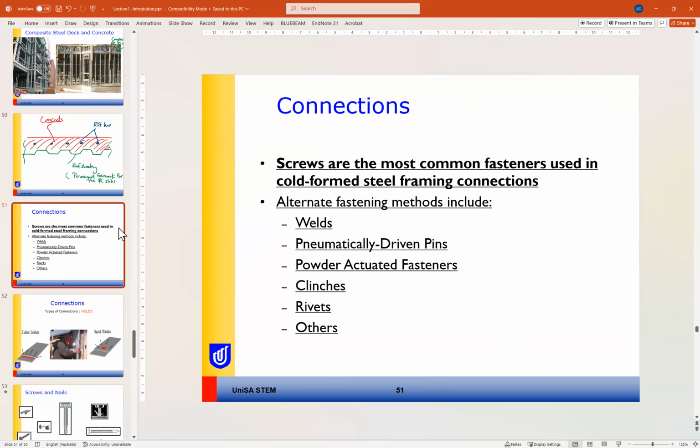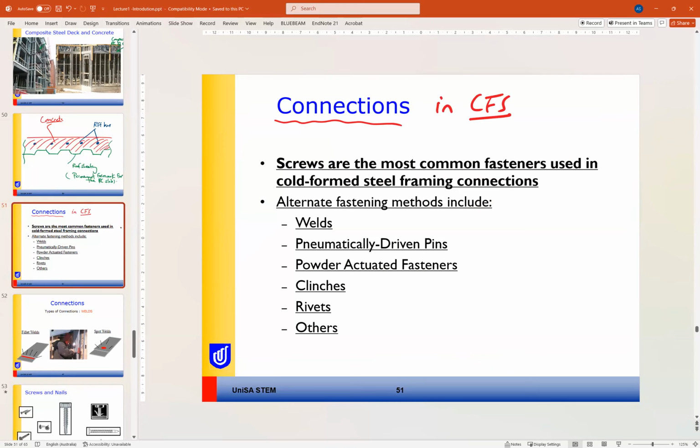Now, after we have seen some examples or many examples of the cold formed steel, we now need to know what are the possible or what are the available connections in cold formed steel structures.